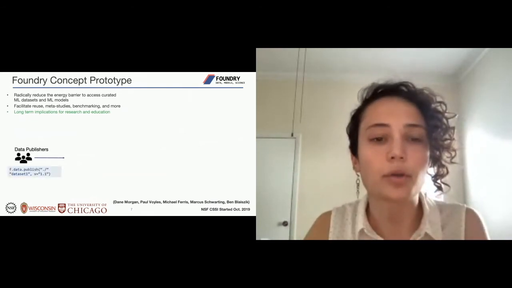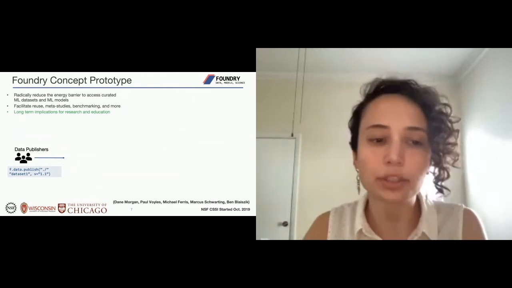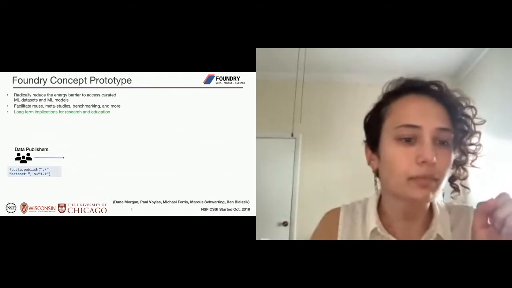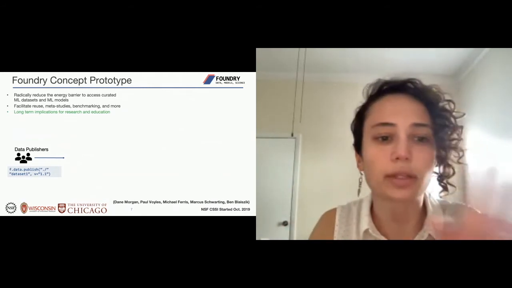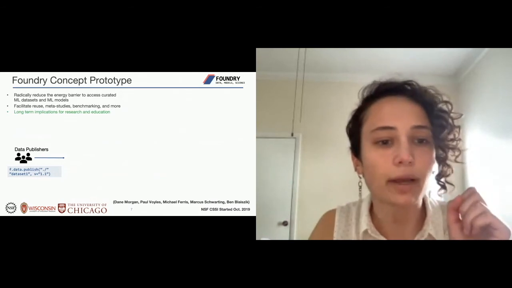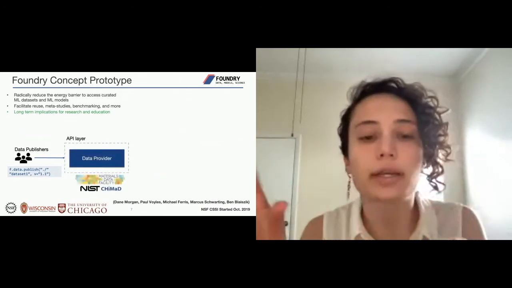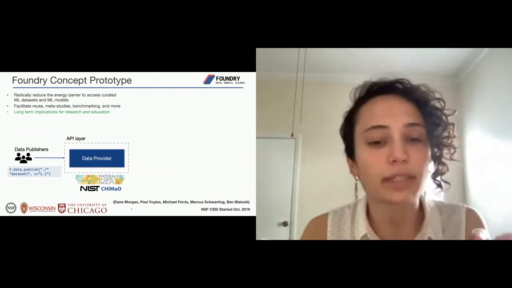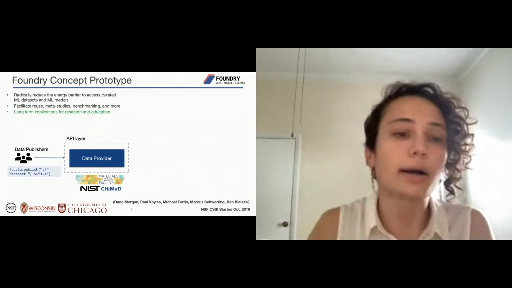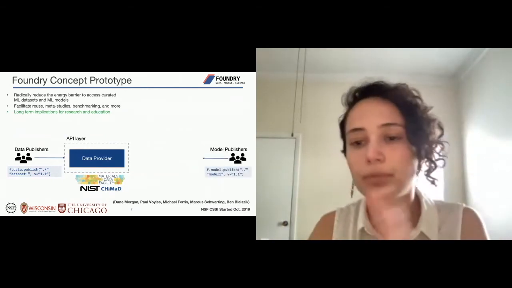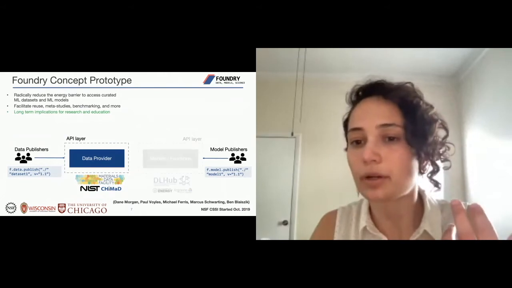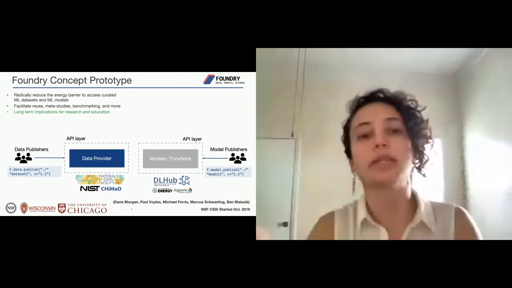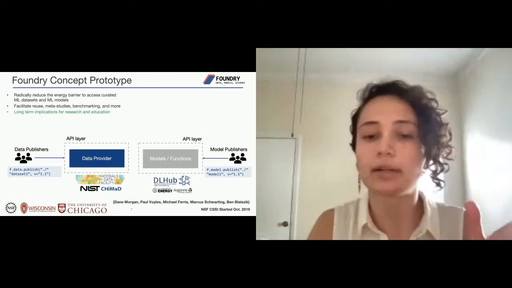So let's say you had a user that wanted to publish their data set. They could do it in just one call to our Foundry package with the publish function. And that through Foundry would store it in a data provider, which you can choose. So one example of a data provider would be Materials Data Facility or NIST. And then similarly, a model publisher using Foundry with one line of code can publish their model to a model repository such as DLHub. So here you can see this is kind of how Foundry wraps around DLHub and similar services.